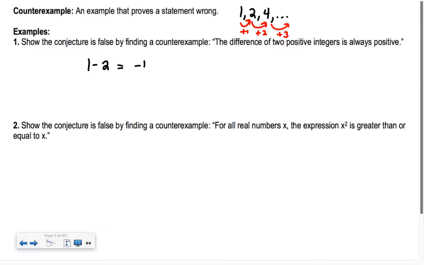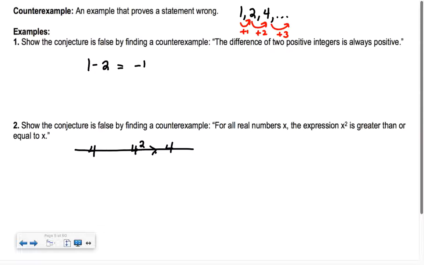So the next one says, for all real numbers x, the expression x squared is greater than or equal to x. So I could pick a number like 4, and 4 squared is bigger than 4. So that doesn't work. That's not going to be a counterexample. We want to pick something where, when we square it, it is smaller than the original number. Yeah, what do you think? 0? That's true. Oh, I did say greater than or equal to, though, didn't I?